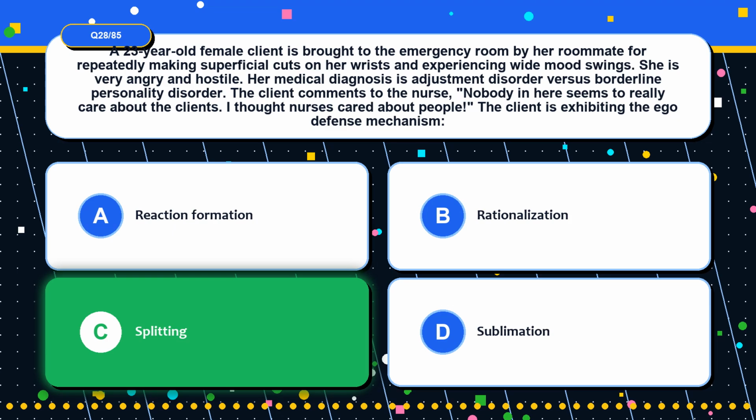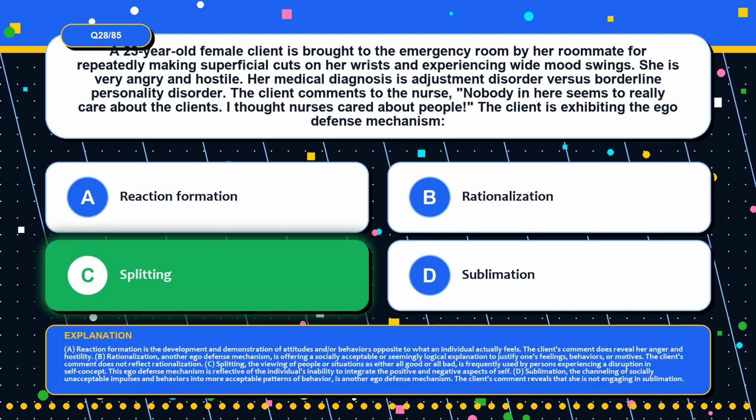The correct answer is option C. Splitting. A reaction formation is the development and demonstration of attitudes and/or behaviors opposite to what an individual actually feels. The client's comment does reveal her anger and hostility.